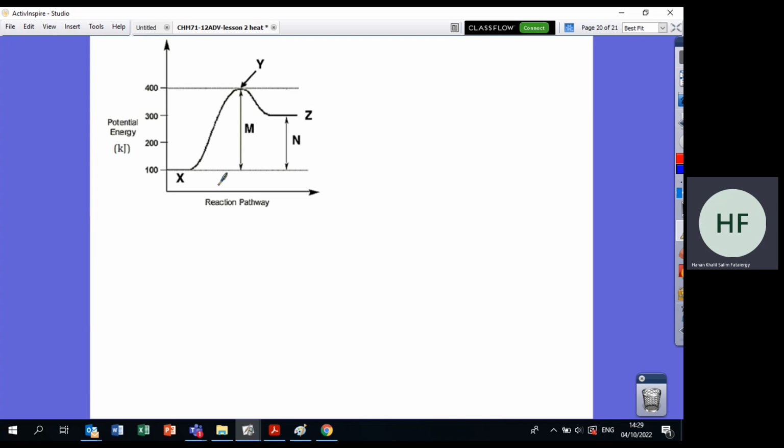Okay, now let's label. At X, what do we label? We label reactants. At the top of the graph, this is activated complex, and here we have the products. Now you are here and your house is here. What is the activation energy? Activation energy is M. Now N is the distance from reactants to products. Reactants to products, this is called delta H, or the enthalpy. Now if I want to answer in numbers, how much is the heat of reactants, products, activated complex, how much is AE, and how much is delta H, and I want to tell if the reaction is endothermic or exothermic.